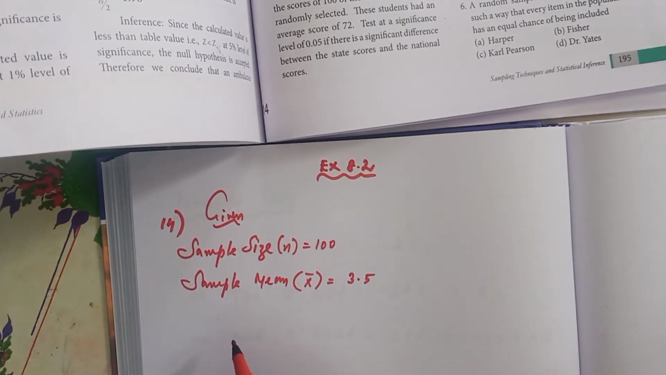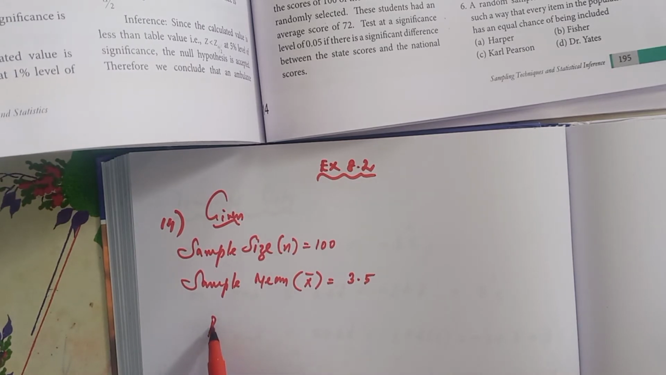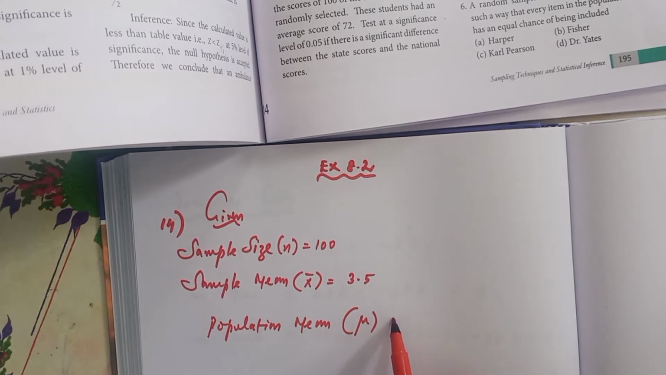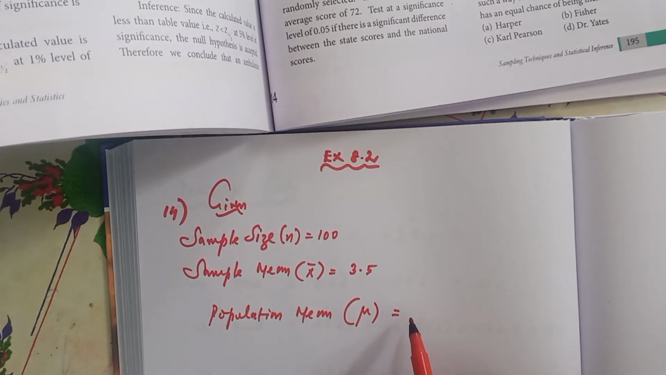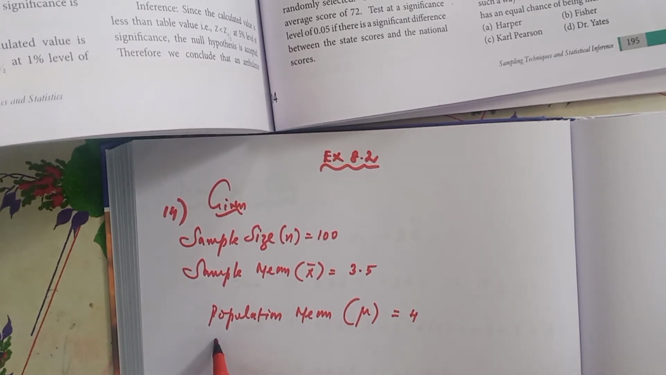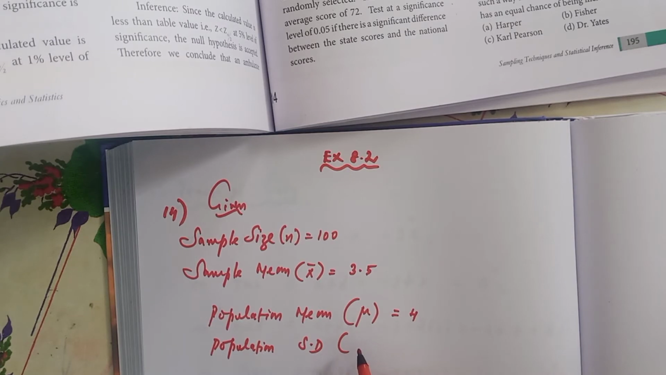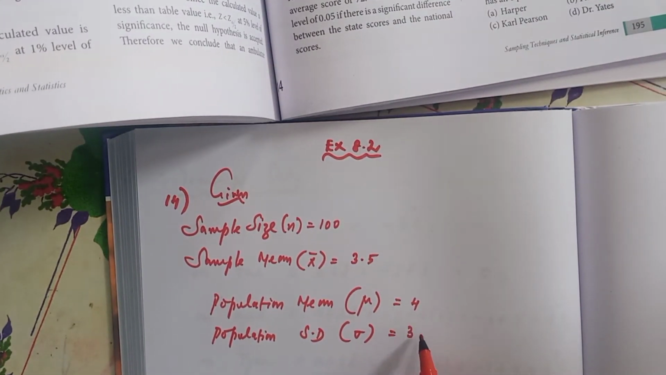After that you are given the population mean and population standard deviation. Population mean is represented by mu. You are given universe in that question, but that should be considered as population. Mu is equal to 4, and the population standard deviation is represented by the letter sigma, which is equal to 3.